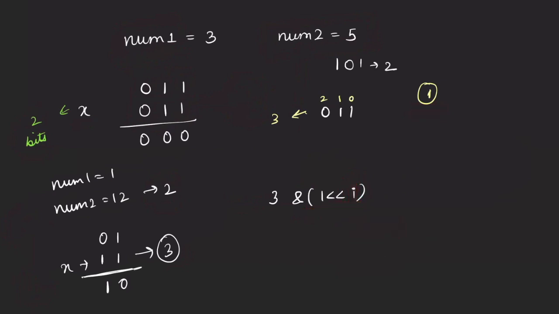So 1 in binary is 0, 0, 1, right? Now we will shift all the bits towards the left by 1, right? So this 1 will come here, and this 0 will come here, 0 will come here, and then here.